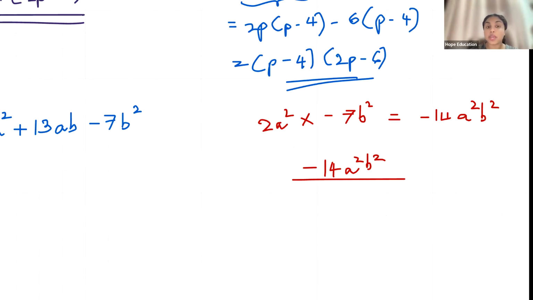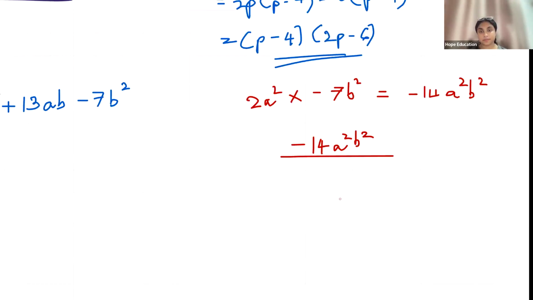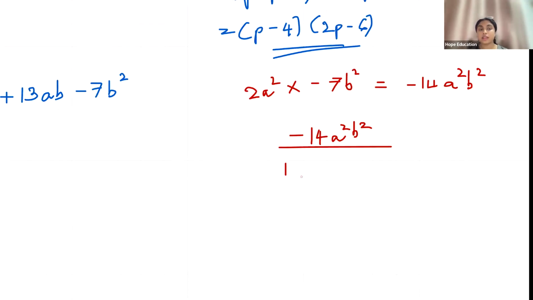I took the first term 2a squared, the last term minus 7b squared, and I multiplied, I got minus 14 a squared b squared. Alright? Okay. 1 times 14. So a squared b squared also gets broken down.